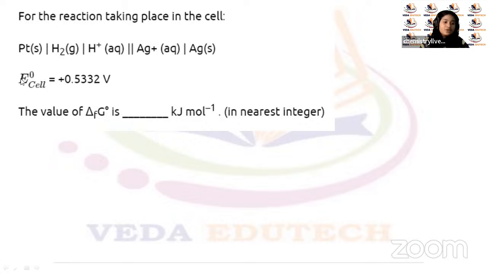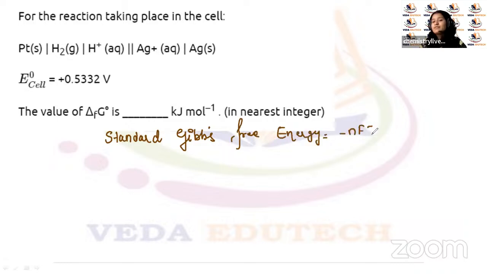Okay, children, let us try to solve this. What is being asked here? Standard Gibbs free energy is being asked here. And what is the formula for standard Gibbs free energy? It is minus nFE naught. Yes, the E naught, we know that F is going to be 96500. E naught is going to be 0.5332. Yes, only the n value is remaining. So how do we find out the n value? We'll write the equation and then we are going to find the n value, right?